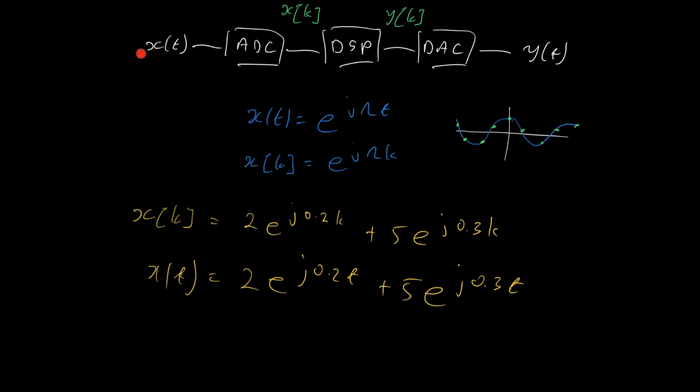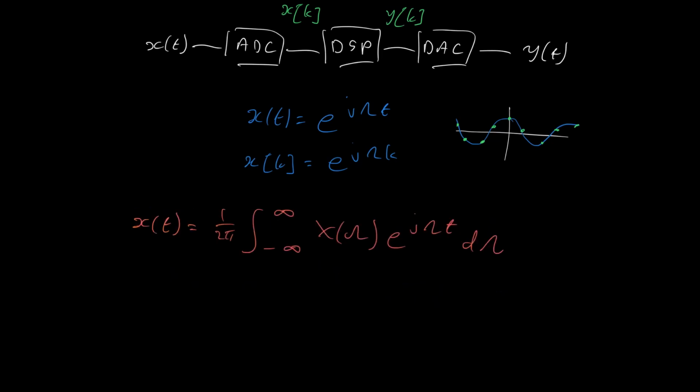This way, suddenly this whole system becomes very transparent, very easy to understand. What we're doing in the digital domain corresponds directly with what we're doing in the time domain. Once we have intuitively understood what's going on, it's quite easy to formalize it mathematically. We start with the inverse Fourier transform representation of x of t.